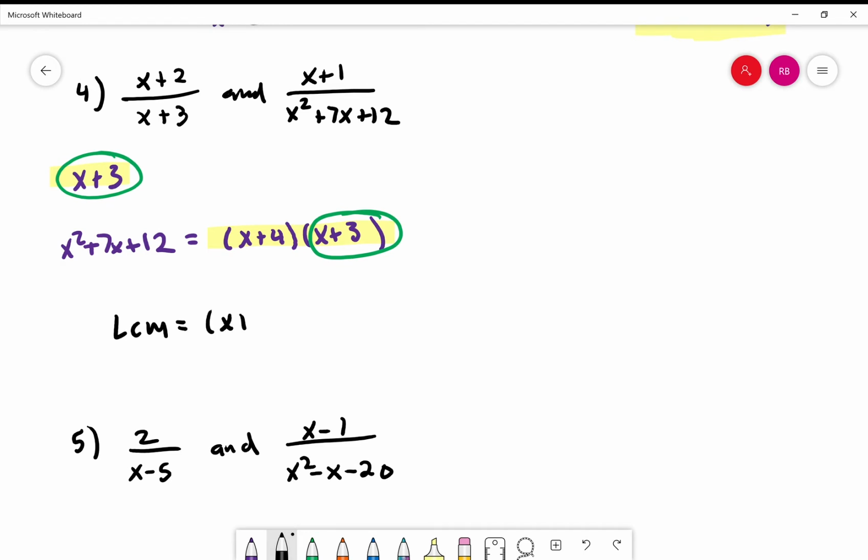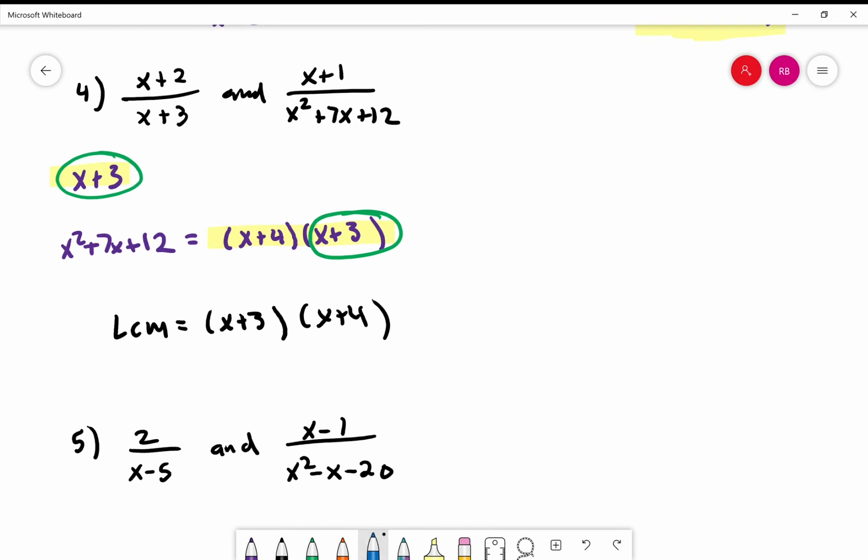So we bring down the x plus 3. X plus 4, there's no shared factors, so we can just go ahead and bring it down as well. So your LCM in this case is x plus 3 times x plus 4. So that's what we're trying to get our denominators to look like.